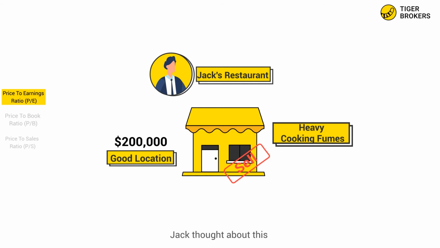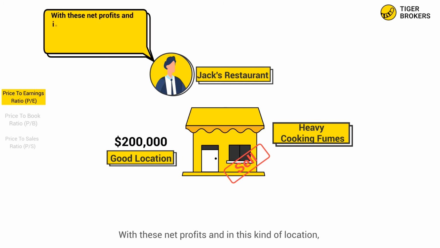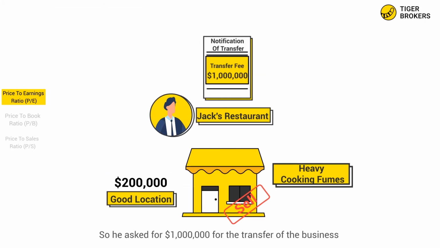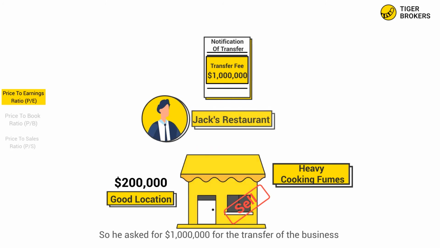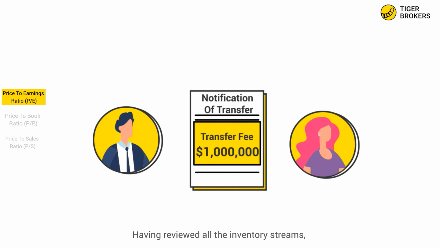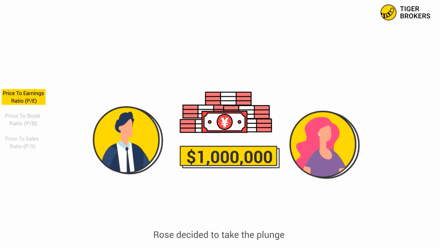Jack thought about this. With these net profits and in this kind of location, if he only asked for $200,000 for the place, he'd be losing out. So he asked for $1 million for the transfer of the business. The next day, Rose saw the transfer notice and made an appointment with Jack to talk further. Having reviewed all the inventory streams, Rose decided to take the plunge.